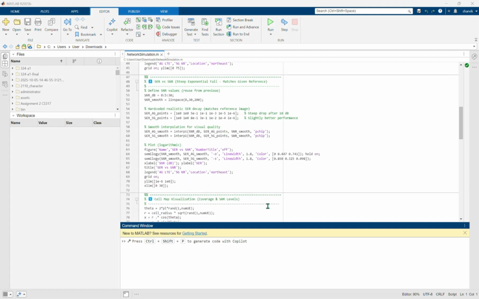The third major section of the code simulates symbol error rate or SER as a function of SNR. We use predefined decay curves to represent how symbol errors drop exponentially as SNR improves. Both 4G and 5G show rapid decreases in SER with rising SNR, but the 5G curve maintains a slightly better performance overall due to advanced error correction codes and high order modulation schemes.